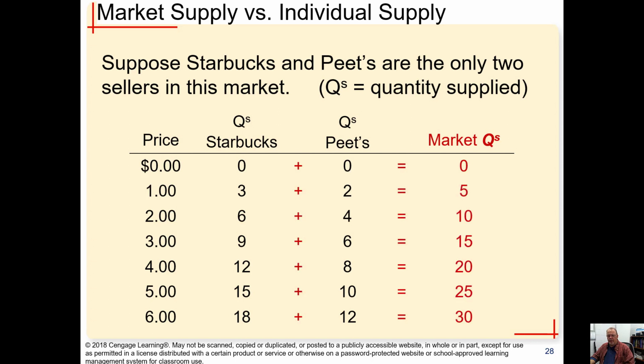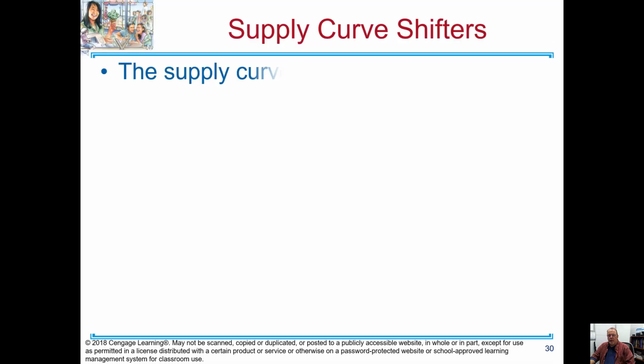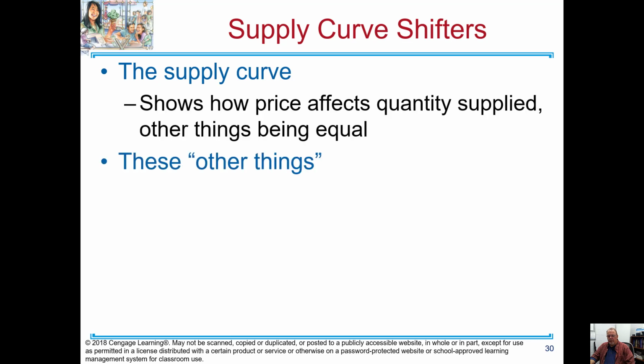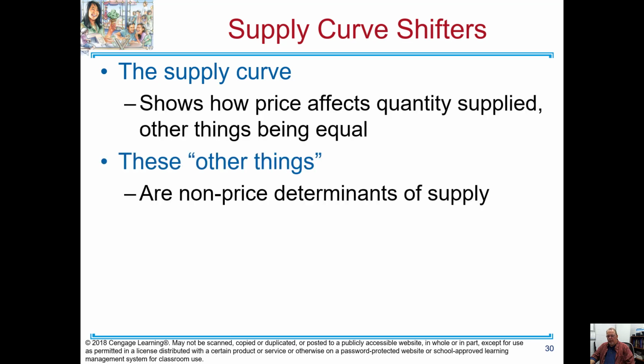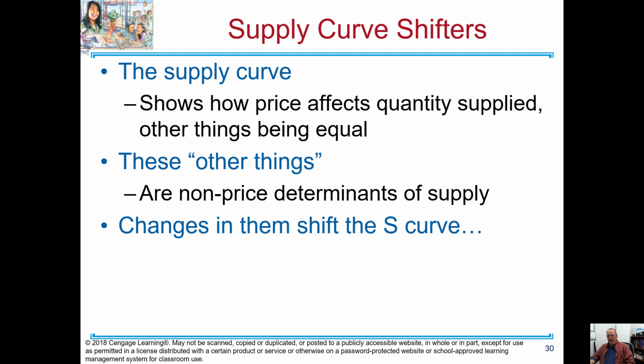And just like we did with the market demand, going from individual to market, we just add the numbers up. And then when we graph it, we can graph it based on market quantity. We still have a positively sloped supply curve. And the more you're willing to pay, the more the companies are willing to give you. Let's talk about the shifters. They're going to show how price affects quantity supplied, other things being equal. And there are some non-price determinants and changes in the shift of the supply curve.